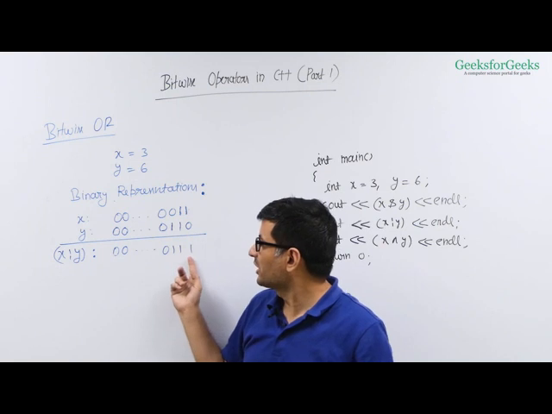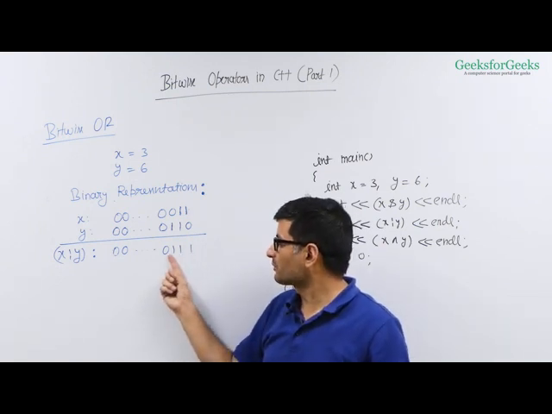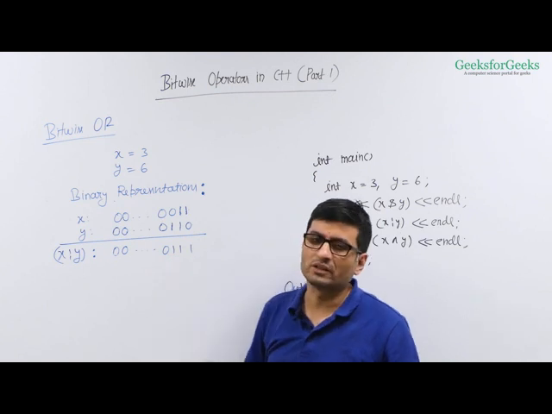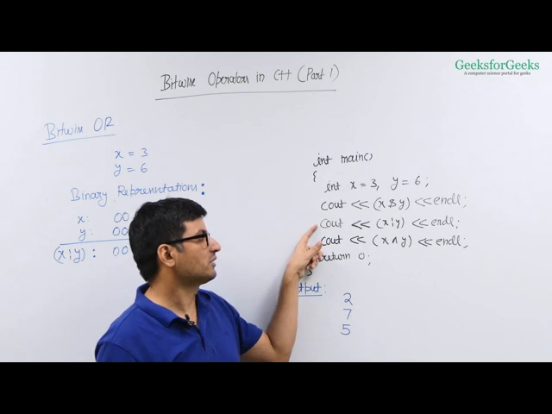So what is the decimal equivalent of this binary? This corresponds to 1, this corresponds to 2, this corresponds to 4. So 4 plus 2 plus 1, 7. That is why you get the output 7 in this program for the second line.